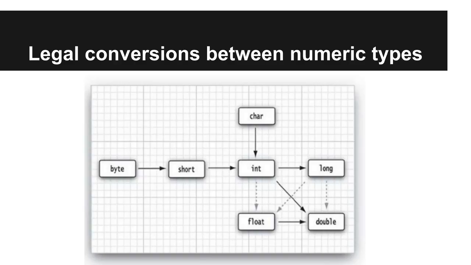Let's start by talking about the conversions we can make between numeric primitive types. The arrows indicate what conversions you can make without losing any information. You can convert a byte into a short into an int into a long or a double. You can convert a char into an int, because remember that a char uses the Unicode encoding system, so it has a numeric representation, and so on.